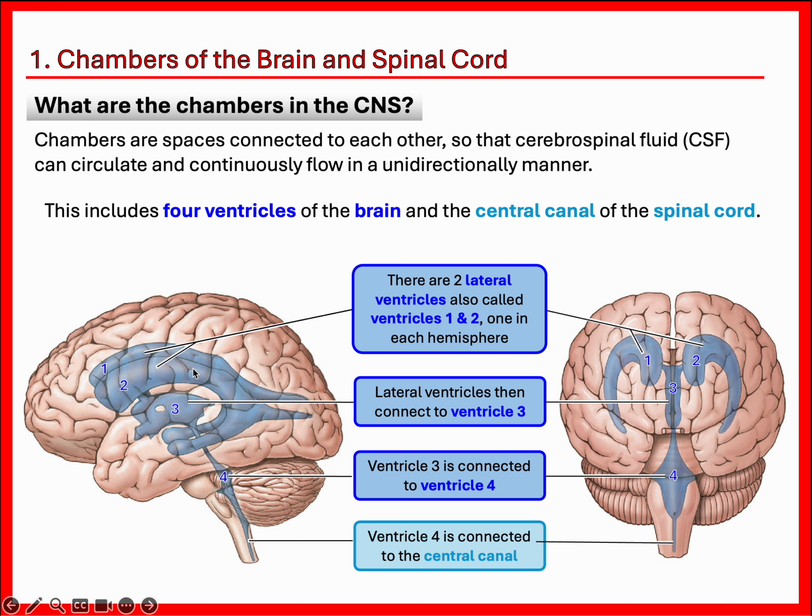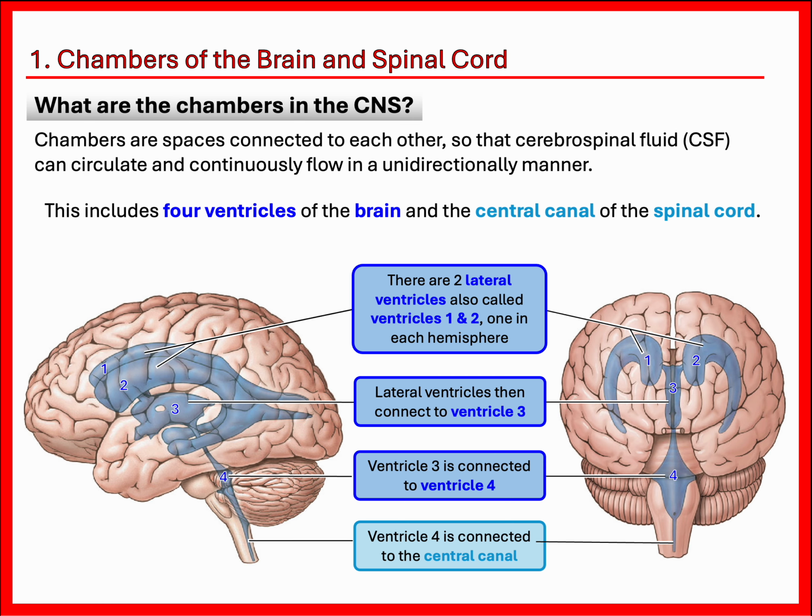Then CSF goes through this little hole here, and it goes into this third ventricle, which is a smaller space, but it still is a space. So the third ventricle, CSF flows in this area, right? Then that CSF will move down this little canal here, and go into ventricle number 4 near the cerebellum.